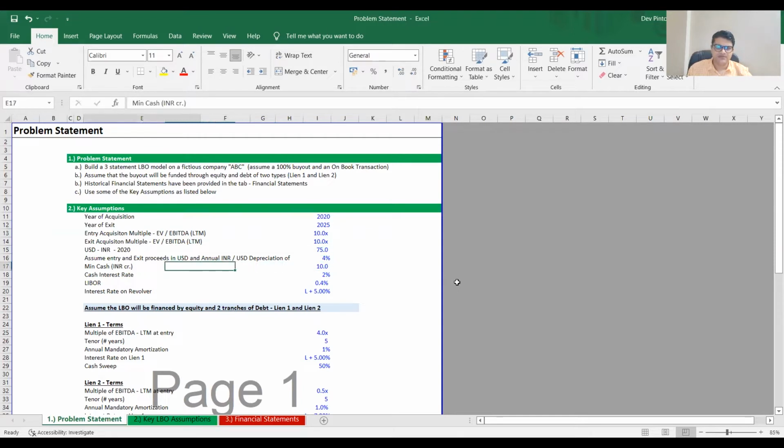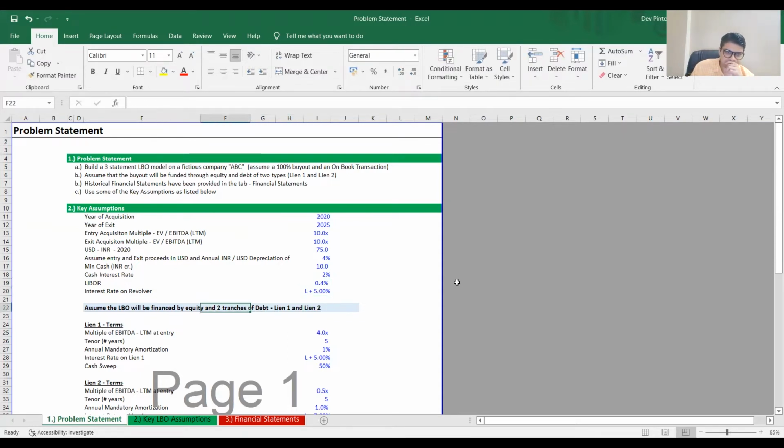If you do that, minimum cash of 10 crores, that'll come in the debt schedule, cash interest rate of 2%, which means if you have cash in the company, it'll earn a rate of return of 2%. LIBOR is the London interbank offered rate, right? It's almost like a benchmark rate used to benchmark the rate of interest that I'm going to charge on lending that happens globally. So 0.4, interest rate on revolver is LIBOR plus 5. So it'll be 5 plus 0.4, it should be 5.4.